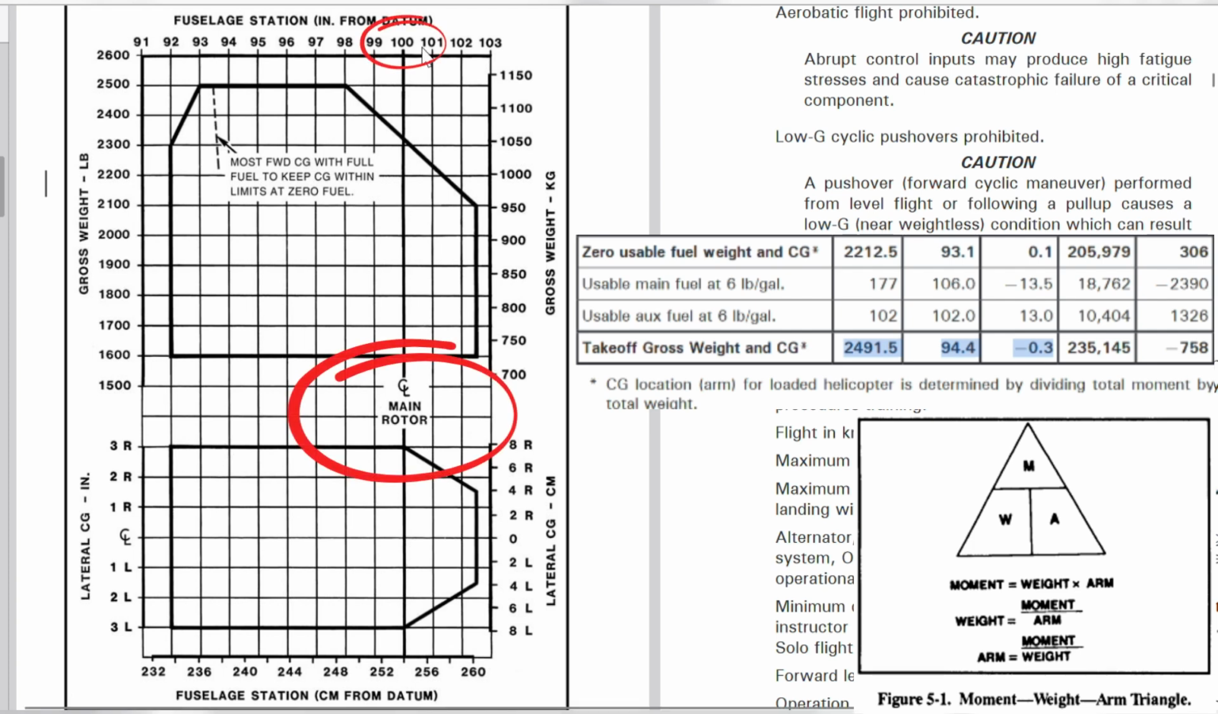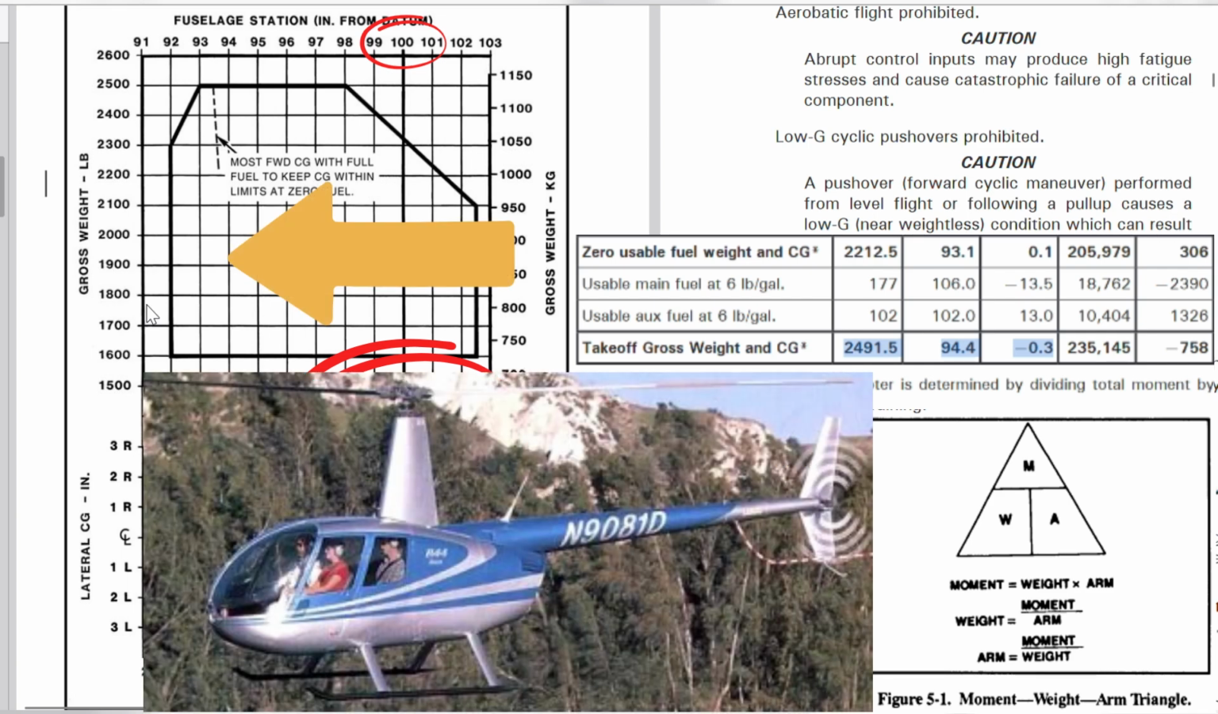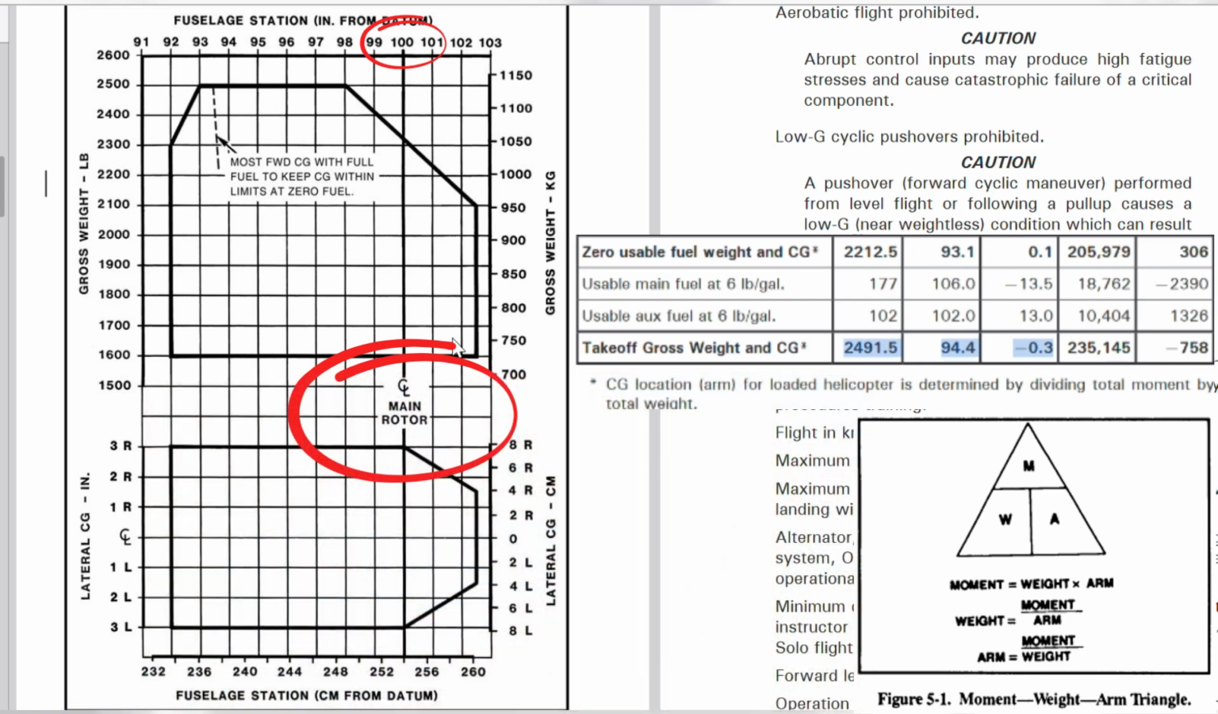This 100 datum point is actually the main rotor, and as we move to the left of the paper, it's actually moving forward. So to the left is the front of the helicopter, and the smaller portion over here is the aft of the main rotor.